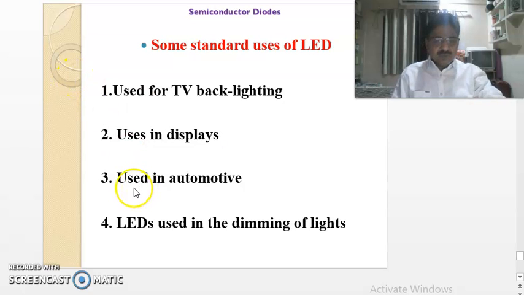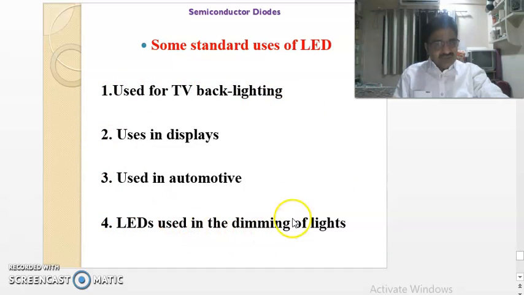LEDs are also useful in automotives. Instead of heavy power consuming bulbs, we have to use low power consuming LEDs in automobiles. Next one, LEDs are used in dimming lights. In order to dim the light, LEDs are used. So from this it is clear that LEDs are utilized in various fields.